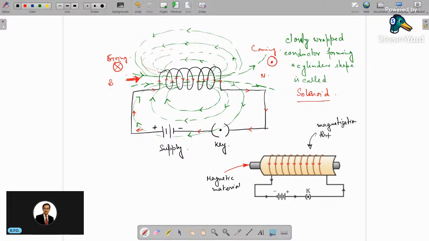Magnetization through passing of electric current.